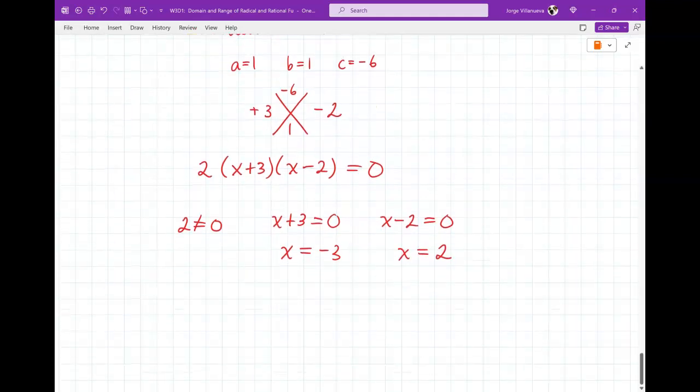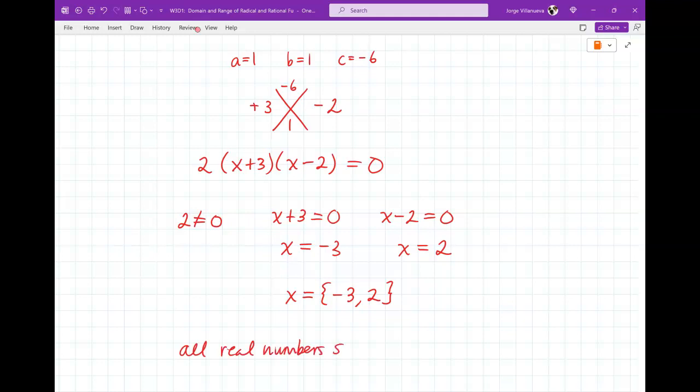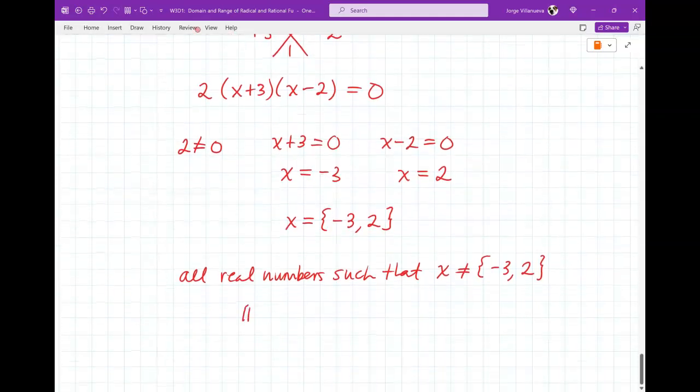So I have two solutions. x equal to -3 and 2. So to write my answer, I have to deny these answers, right? I've got to say not equal to. So all real numbers such that x cannot equal -3 and 2. That's my domain. Or if you want it shorthand, you can write it like this.